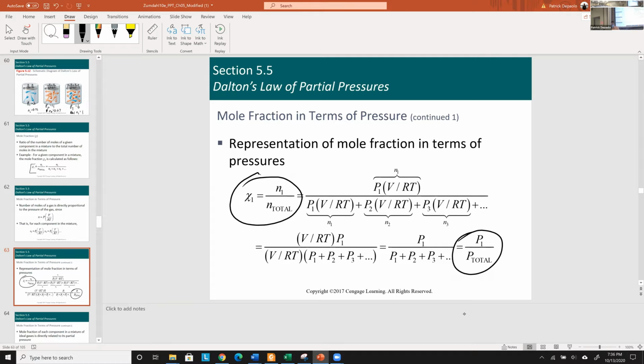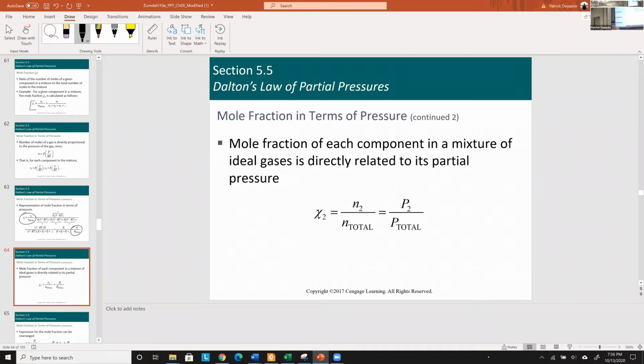So basically the important takeaway here is that the mole fraction percentage, so here you'll get a percentage, let's say it's 66%, that is going to equal the same percentage as P1 out of the total pressure. So that'll be the same thing. Those are the key things. That the mole fraction is equal to the pressure fraction in a sample of ideal gases. So it directly relates to its partial pressure.